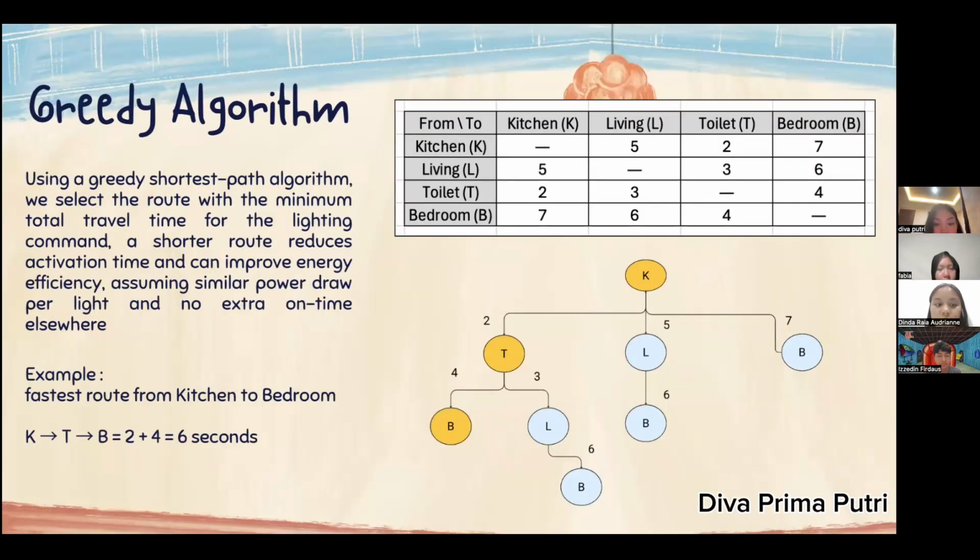For this case study, the algorithm that I found the most suitable is the greedy algorithm. Based on the greedy algorithm, we were able to select the route with minimal total travel time for a lighting command, and a short route to reduce the activation time can improve the energy efficiency. The table shows the travel time between rooms in seconds. Kitchen to toilet is 2 seconds, kitchen to living room is 5 seconds, and toilet to bathroom is 4 seconds. Using the greedy algorithm, I use an example to find the fastest route from the kitchen to the bedroom. Therefore, the route will be kitchen to toilet and to bathroom, and the total time is 6 seconds. Next.